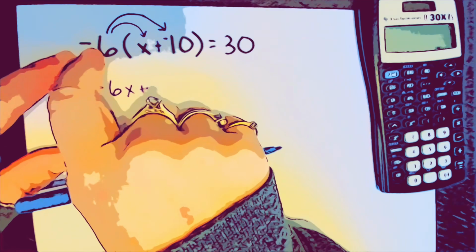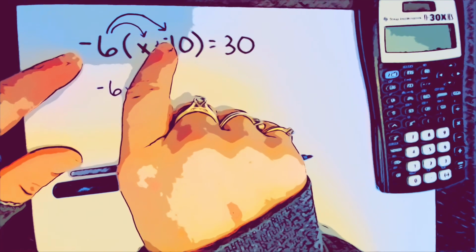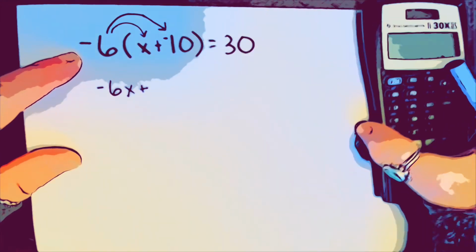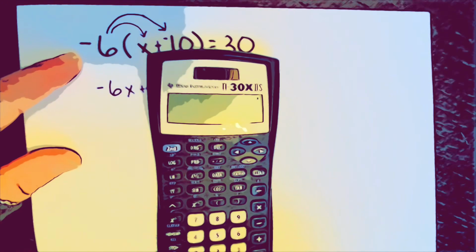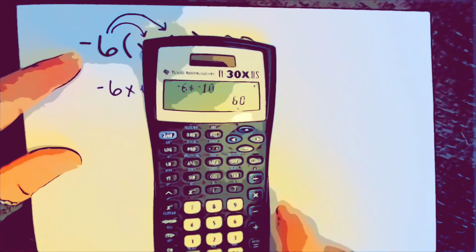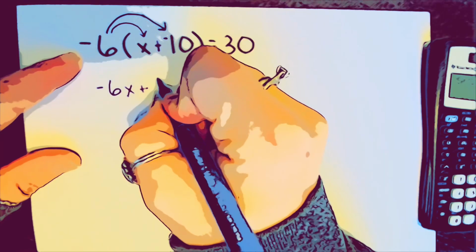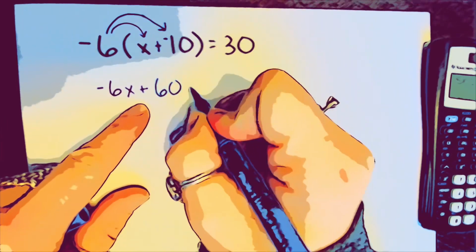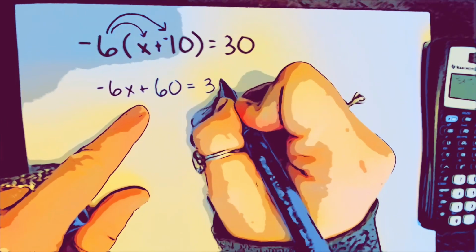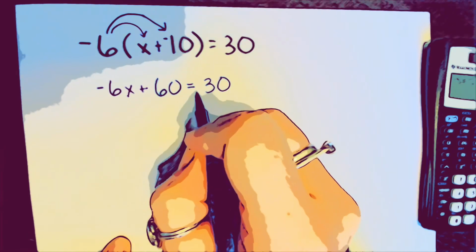Now, I know that negative times negative is a positive, but in case that is one thing too many for your brain to remember, it is perfectly acceptable to say -6 times -10, and that is positive 60. So I'm going to say 60. -6 times -10 is positive 60. And we have already brought down that plus sign, so I'm going to bring down my equal sign, equals 30. So now I have -6x plus 60 equals 30.